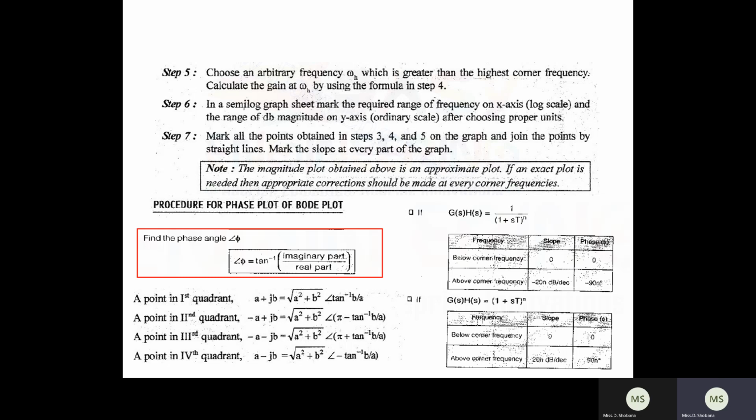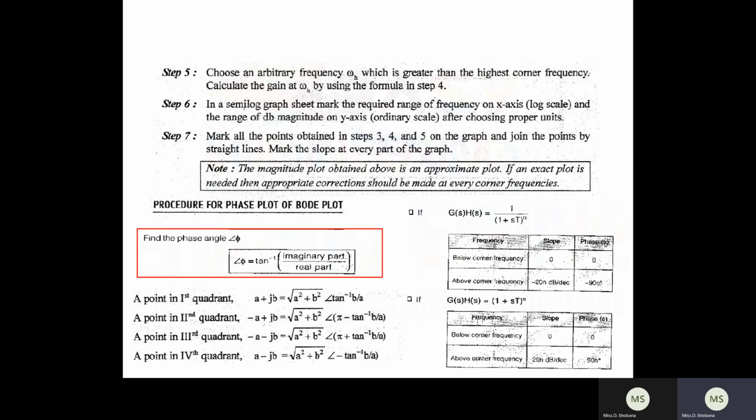Apart from that, we have to understand various forms of transfer functions. If the transfer function is of the complex form a plus jb, then the magnitude is root of a square plus b square, and the phase angle is tan inverse of b by a. The transfer function can also be in the second quadrant, that is minus a plus jb. The magnitude is root of a square plus b square, and the phase angle is written as pi minus tan inverse of b by a.